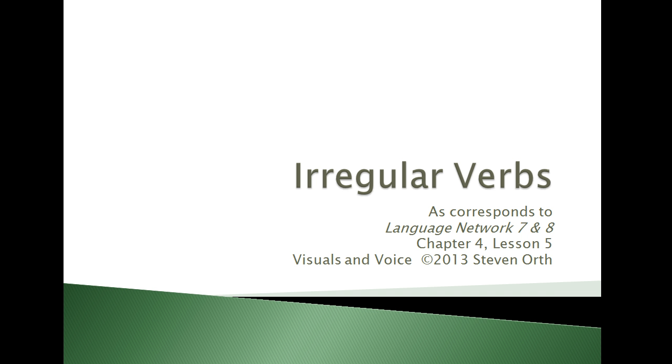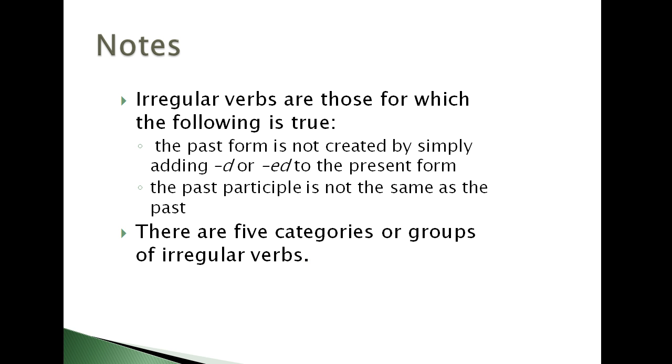Lesson 5 goes along with lesson 4. This is irregular verbs. Couple notes. Irregular verbs are those for which the following is true. The past form isn't simply the d or ed added to the present form. And the past participle isn't necessarily the same as the past form.